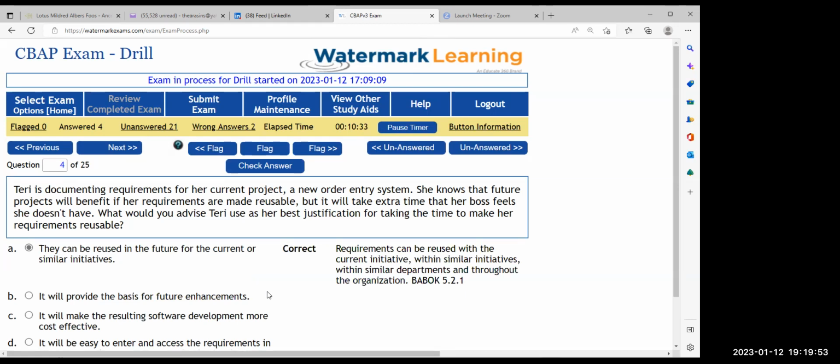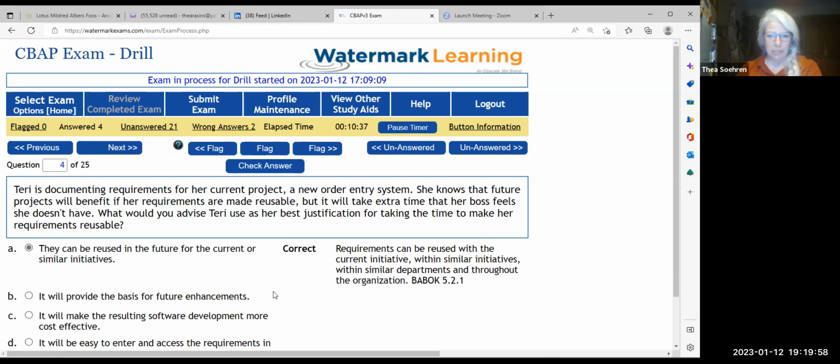Yay, Jennifer. Requirements can be used with the current initiative, within similar initiatives, within similar departments, and throughout the organization. So see, she remembered what it said. This enforces my idea that if you read it enough, you'll hear its language, you'll hear its accent whenever you're reading the questions and answers.